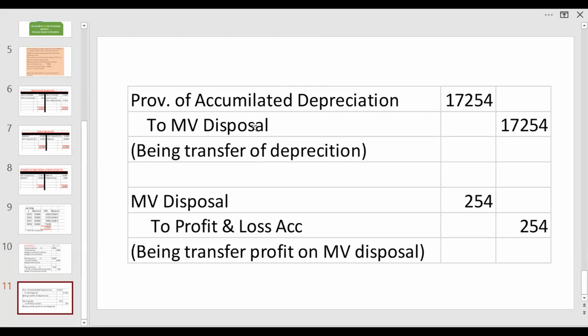Then this one talks about transferring the accumulated depreciation. There is some spelling error here. In my typewriter, the A doesn't come. So pardon me. And then the other one is the profit that is transferred. So all accounts where there is no balance. So in motor vehicle disposal account, there is no balance. So it is completely cleared off.